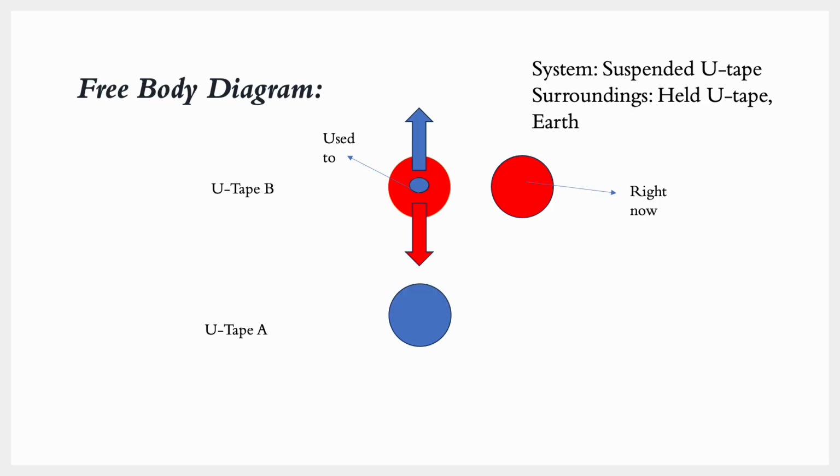Here is a free body diagram. The U-tape B, in red, is on the top, and there is a small blue ball in the U-tape B, which is the point charge we use for the calculation. There is a big red ball on the right of the U-tape B, which is the line of charge we are calculating right now.